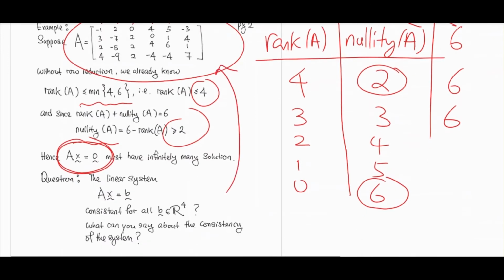Okay, so I have a question for you. Referring back to the same matrix A here, for the linear system AX equals B, can you say that it is consistent for all the B that is in R4 or no? Okay, so that's the question that I have for you. All right, let's take a moment to think about the problem, and you should pause the video. When you think you have the solution, you can restart the video and we will look at the solution together, okay?